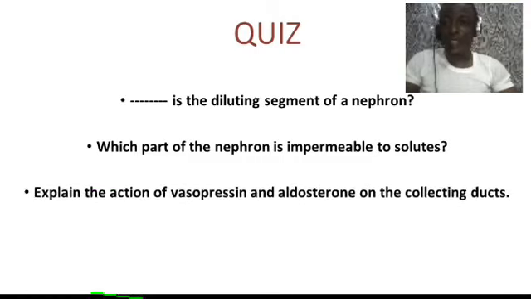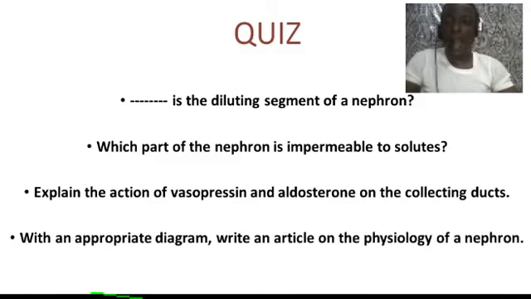Number 3, explain the action of vasopressin and aldosterone on the collecting ducts. Number 4, with an appropriate diagram, write an article on the physiology of a nephron. These four questions should be submitted just before the next class. You can send your answers to my WhatsApp, and they will be marked and graded accordingly.